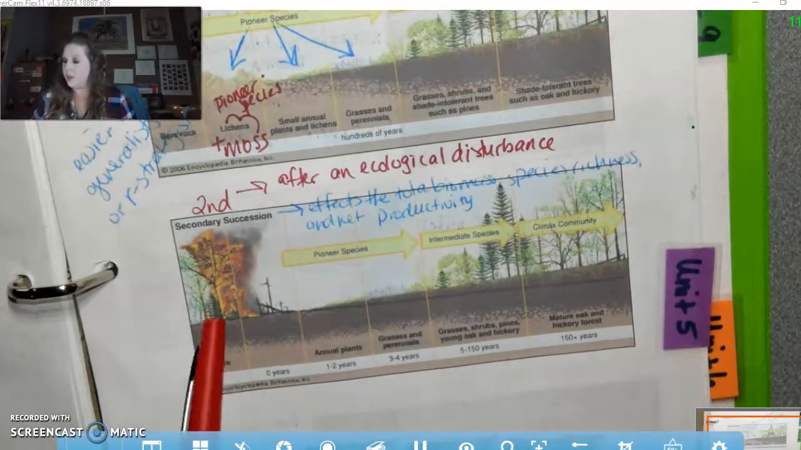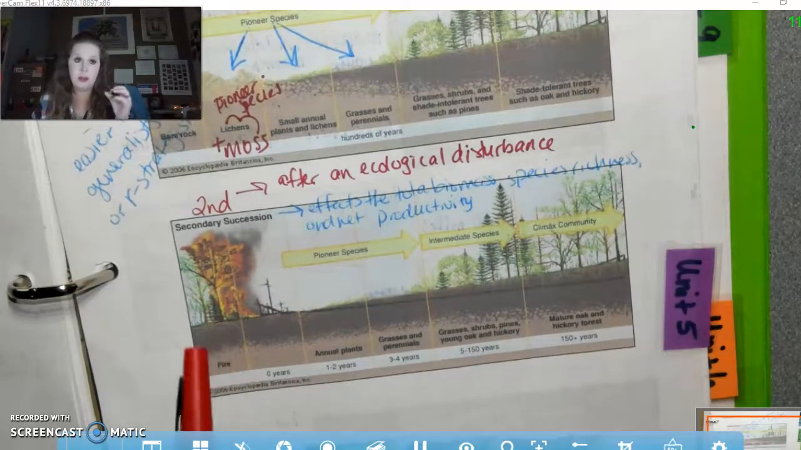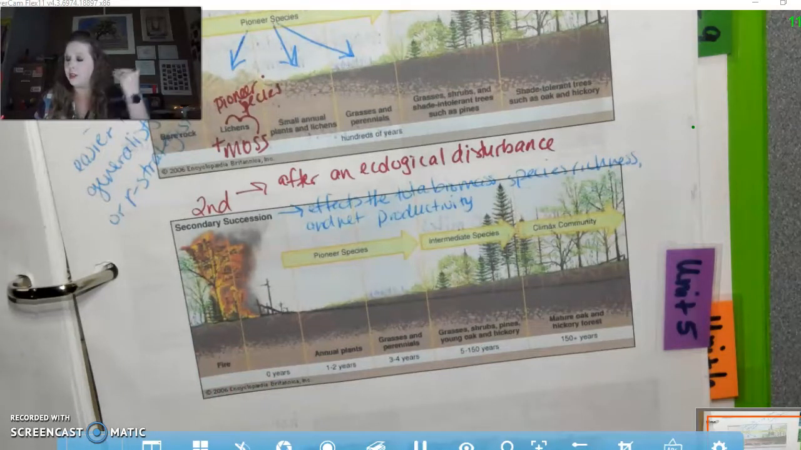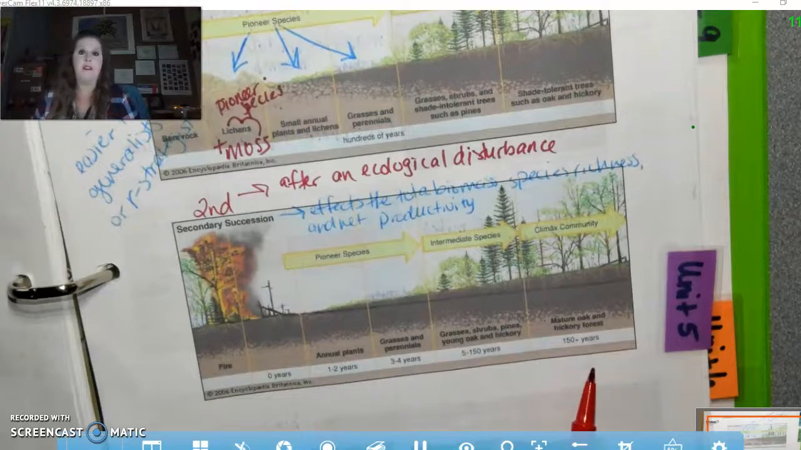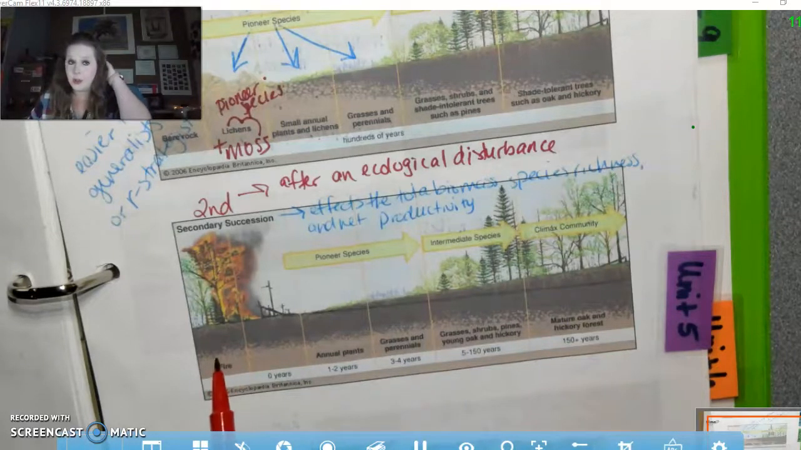So fire in small controlled amounts can be good for an ecosystem. It puts nutrients back into the soil. It gets rid of diseased trees. So in small doses, it's really good. So the secondary succession happens within a matter of around 150 years or less. So it's a much faster process because we're not starting from scratch here. The soil is already there.